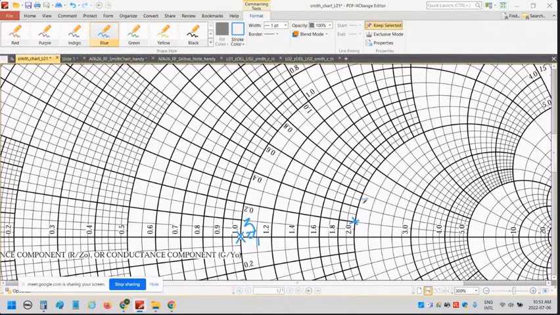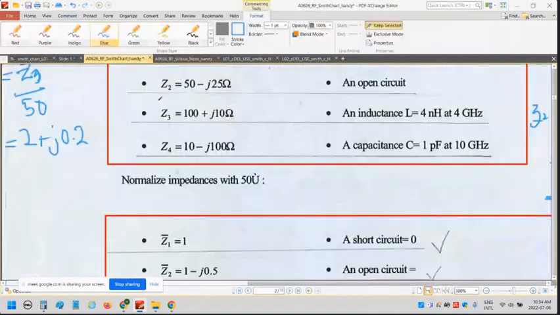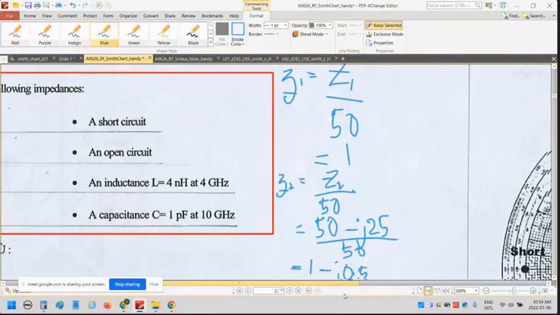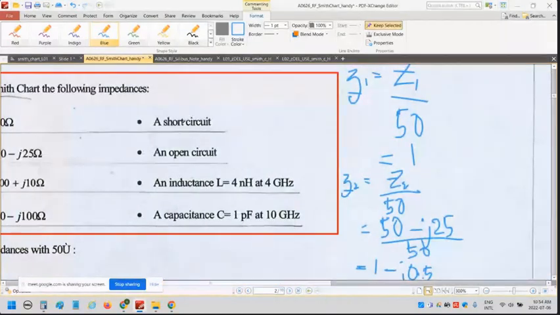So here you need to locate Z3. And then also I think the others, you are very good. You can locate this one, and then I want to show you about the short circuit.